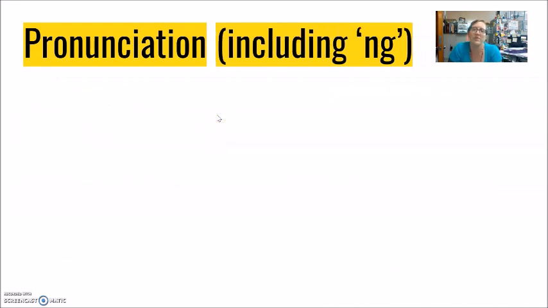Our second group of vocabulary has that ng sound at the end. And remember, we're just thinking about the pronunciation and the formation. So when I make the n sound alone, my tongue should be touching the roof of my mouth a little bit behind these top teeth.